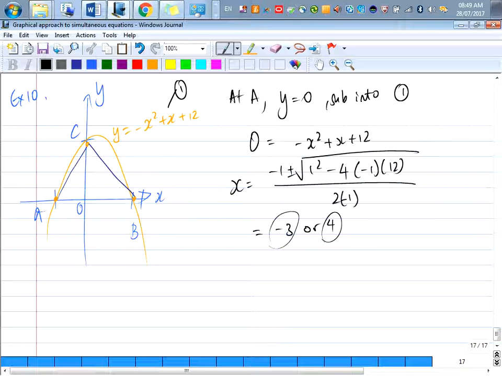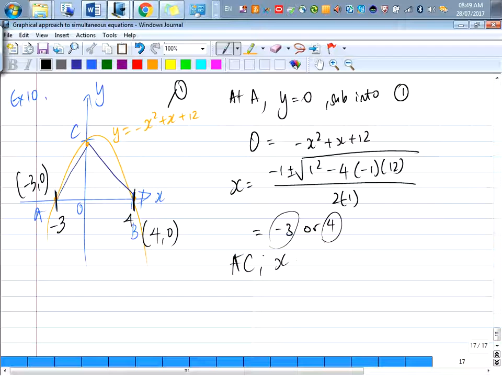The x-intercept. Does this negative 3 belong to A or does it belong to B? Because it is smaller, right? So the coordinates of A will be negative 3, 0. Then what is the x-intercept over here? 4. So the coordinates for B will be 4, 0. Okay? Then what about at C?